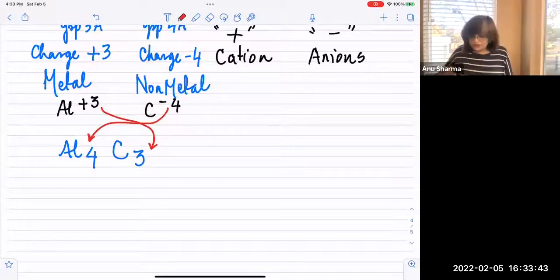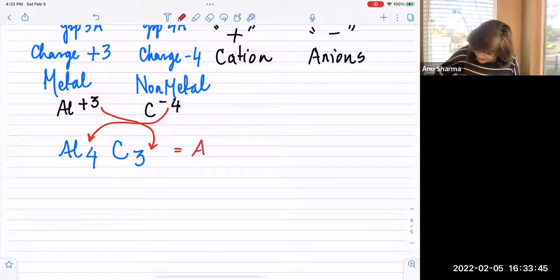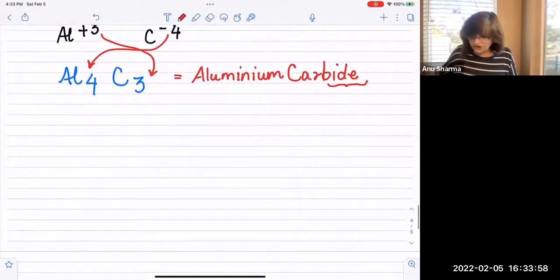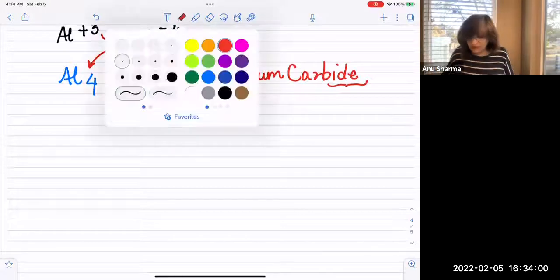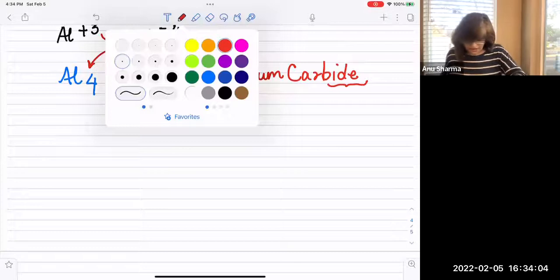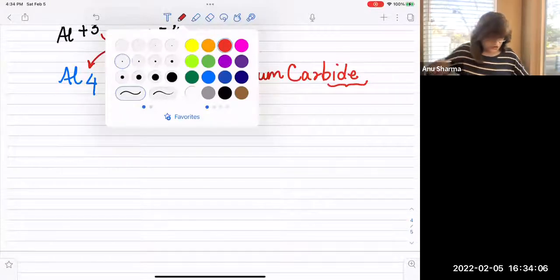Okay, so the name becomes aluminum. The name of aluminum doesn't change, it remains the same, but the other part becomes carbide, C-A-R-B-I-D-E. You will get a feel for it, but because it's just carbon and not a polyatomic ion, the name comes like that. Okay, let's look at the next problem, which is 2.10.